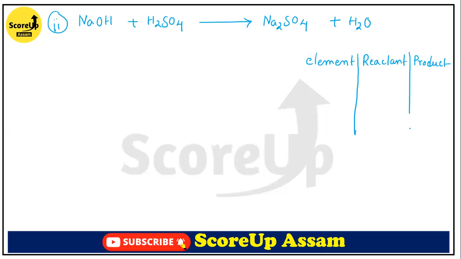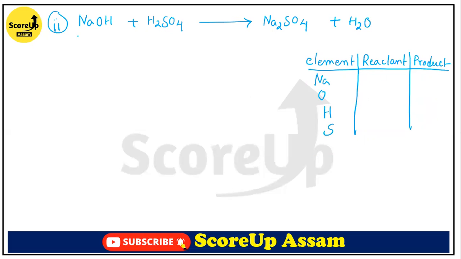We shall make 3 columns. If you practice a lot of questions, you don't need to make columns. You can directly balance the equation with hit and trial process. You practice a lot of questions. So what are the elements here? Sodium, oxygen, hydrogen, and also sulfur.